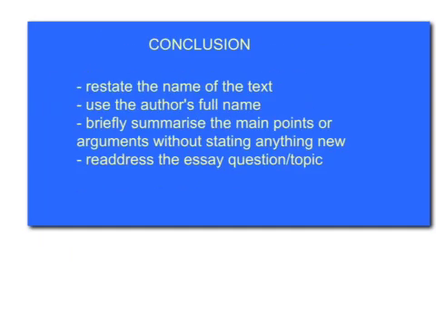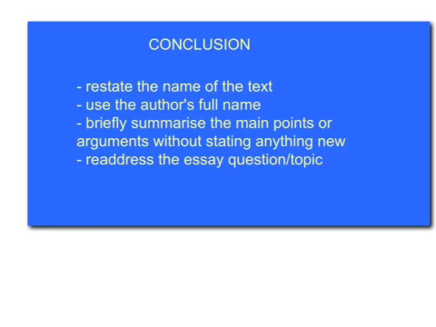And then finally, after going through our introduction and making sure that our main body paragraphs are structured appropriately according to TEAL, and that they only focus on one main point per paragraph, we then move into our conclusion. Now, there are particular requirements for the conclusion as well. You need to make sure that you restate the name of the text and that you again use the author's full name. You then need to briefly summarise the main points or arguments that you've covered without stating anything new.